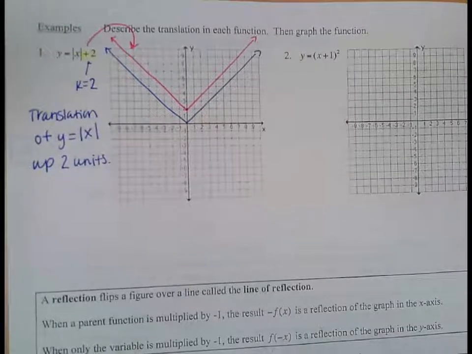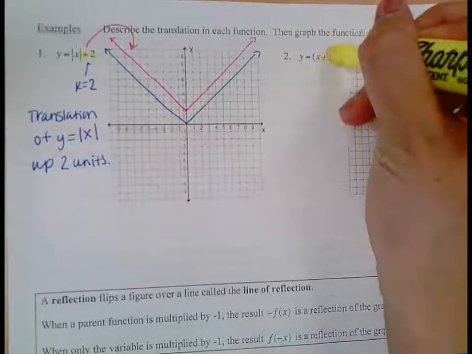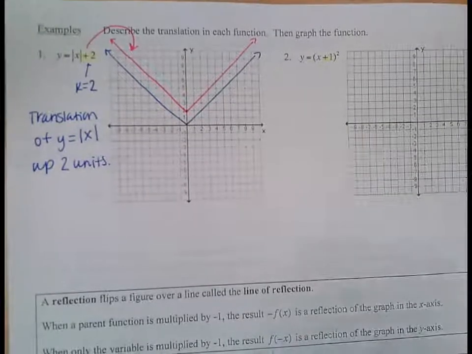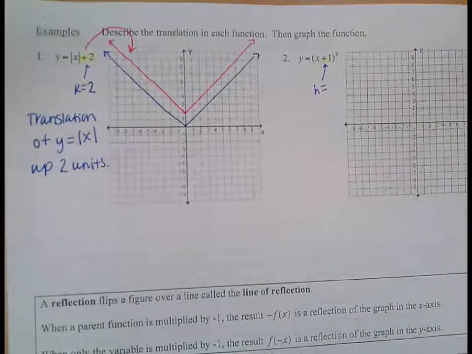Okay, number 2, we have y equals the quantity x plus 1 squared. So first of all, we don't see absolute value bars, but is this a linear or a quadratic function? Quadratic, we have a power of 2, so it's going to be a parabola. The plus 1 that is inside of the parentheses is what is transforming this graph. Is that an a value, h value, or a k value? H. It's inside with the x.